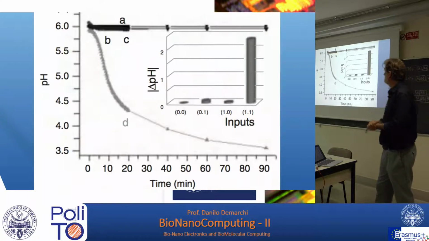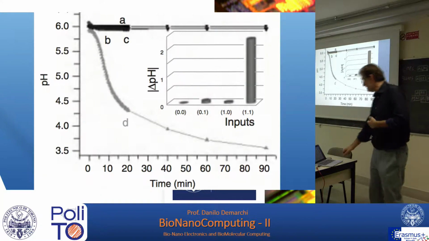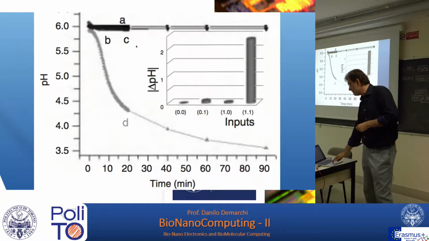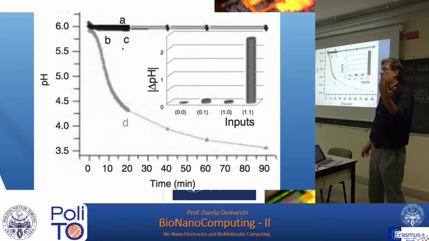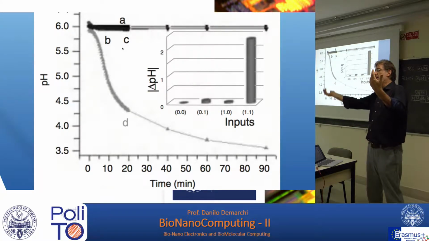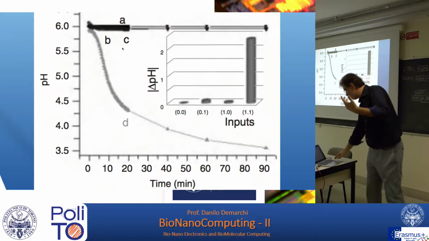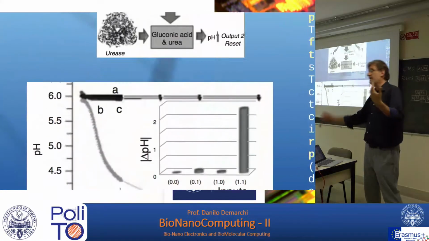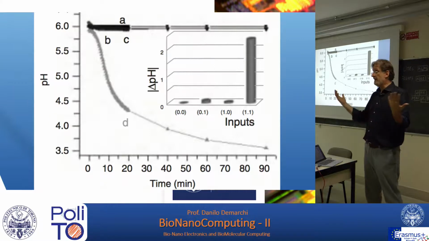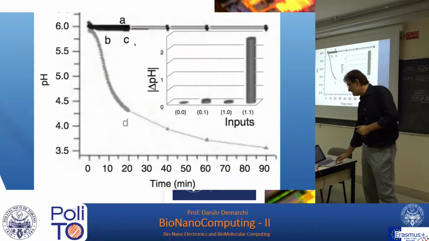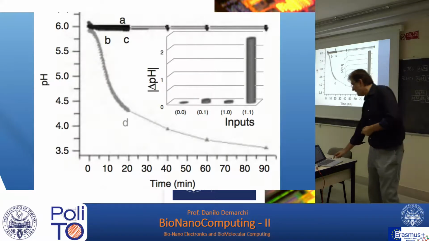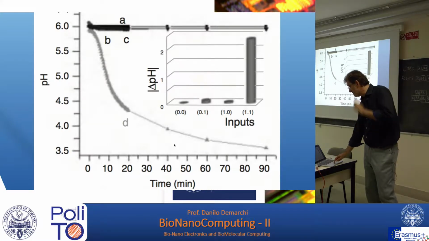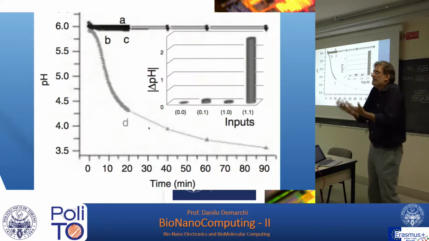These are the measurements done, you see, with input A, B, or C. So not glucose oxidase, not, what's the name of the other? I forgot it. Not invertase, or none of them, A, B, and C, the pH remains constant. If I put both of them, of course, you see, minutes, okay? So after minutes, I have a reaction and I have a result.